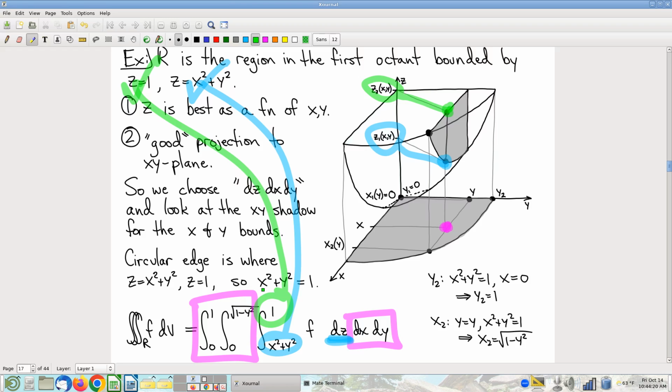Once we decide we want dz to be the most inward thing, is the order of dx and dy arbitrary at that point? Great question. In this case, it's pretty arbitrary, but it's not always, right? It depends on the nature of what the projection looks like.